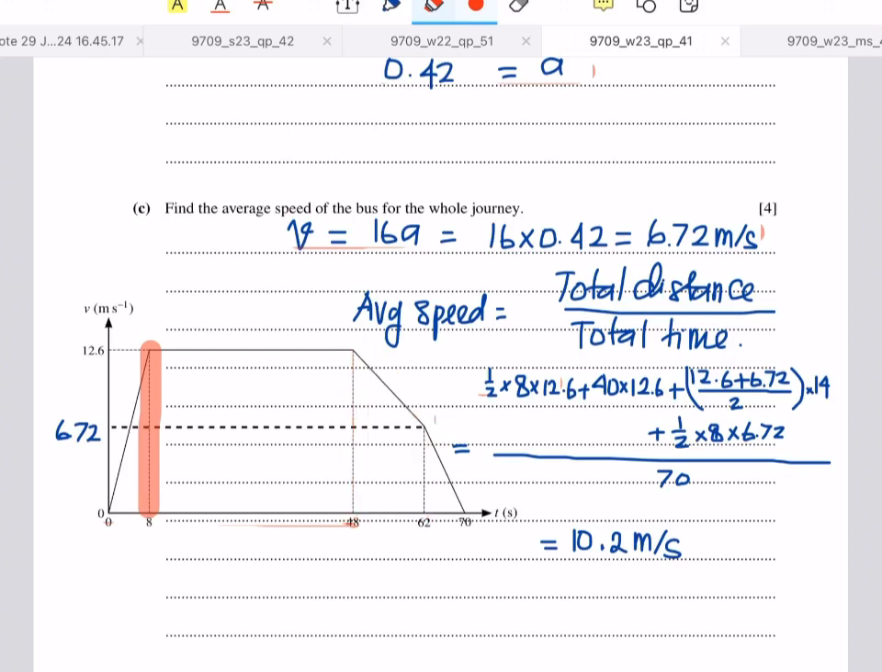It's equal to 12.6 plus 6.72 divided by 2 times 14. And the last is the area of triangle. It's half times 8 times 6.72 and all divided by 70. The answer will be 10.2 meter per second.